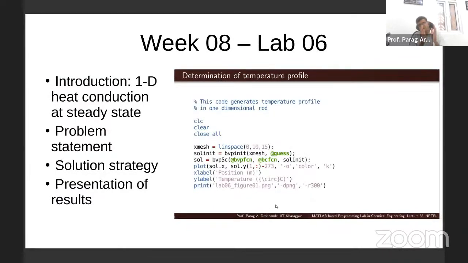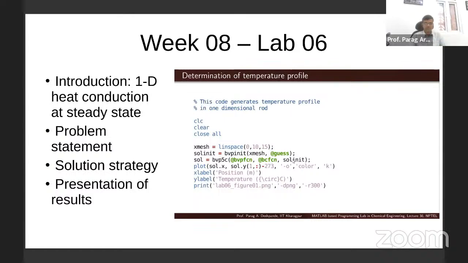Now, for solving boundary value problems, you need a different function. BVP5C is the function, which you should now remember, needed for solving boundary value problems. The function BVP5C involves three parameters. The boundary value problem function, which gives the exact definition of the differential equation; the boundary condition function, the boundary conditions which you have; and the initial guess. You need to give some initial guess for the solution.